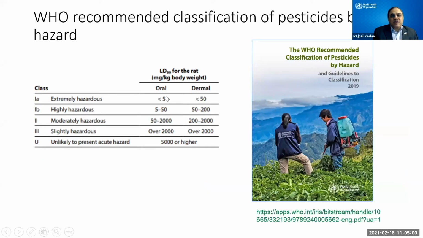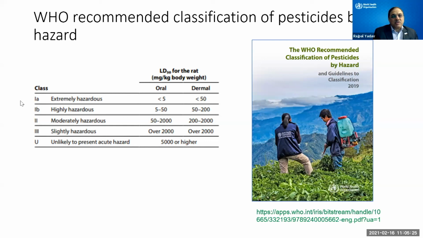Then WHO has recommended a classification of pesticides by their hazard. So recently in 2019, we updated this document. This document is available using this link below. And this gives details about how to classify, or how WHO has classified different insecticides according to their risk or hazard. And so as you may know, there are 5 classes of hazards.